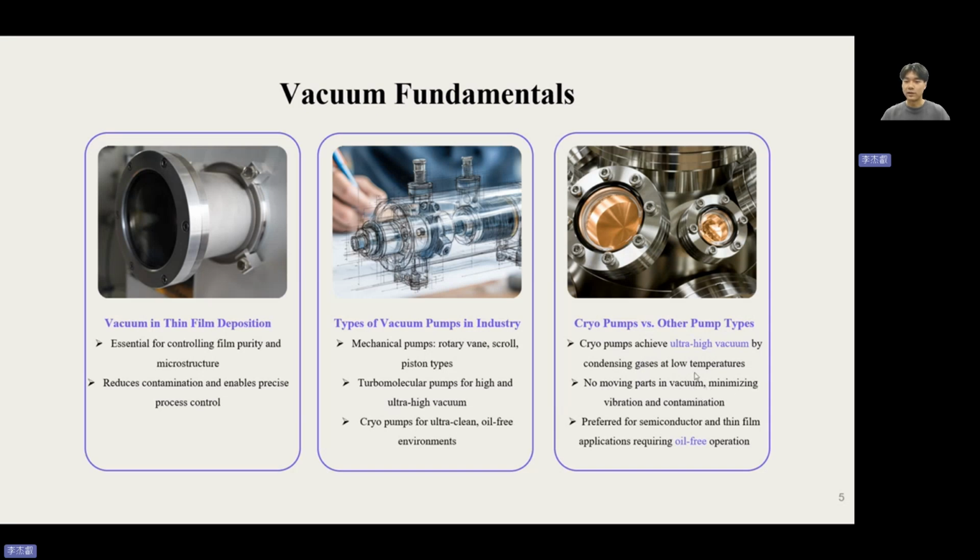Compared with other pumps, cryo pumps have a very important advantage: they have no moving parts inside the vacuum side. So they avoid lubrication and reduce contamination risk. This makes them very suitable for semiconductor and thin film applications.